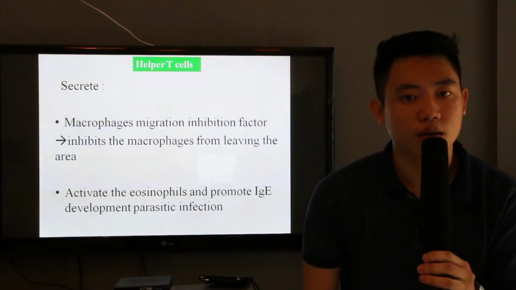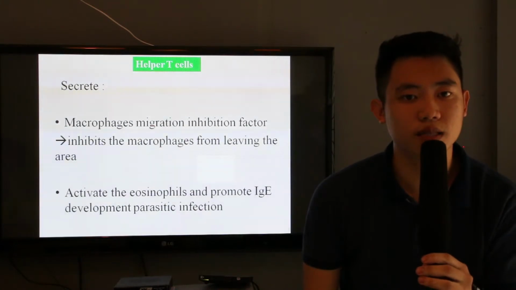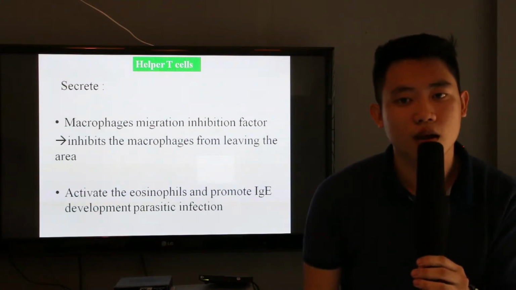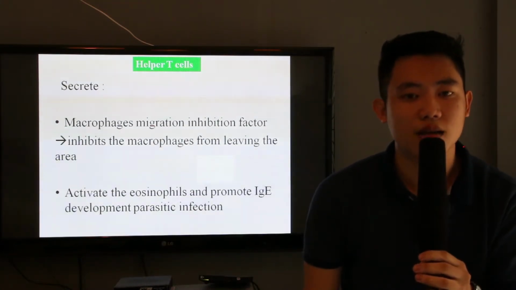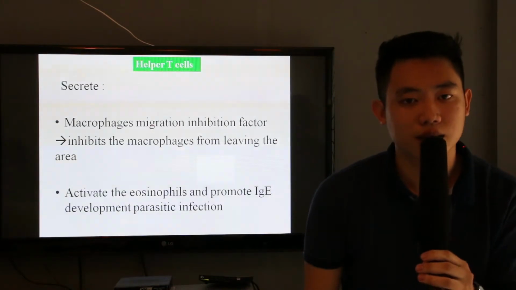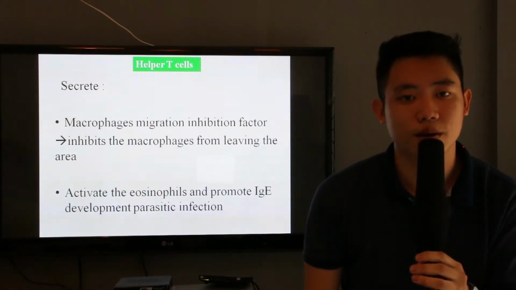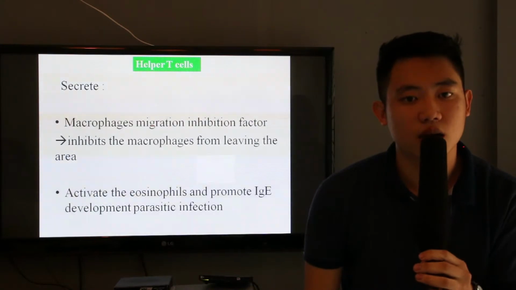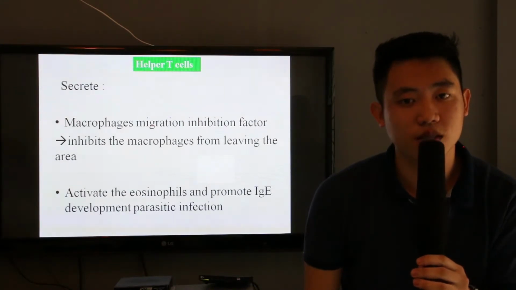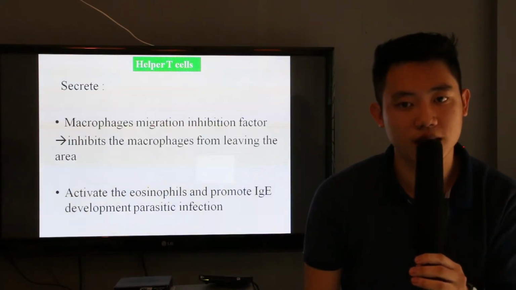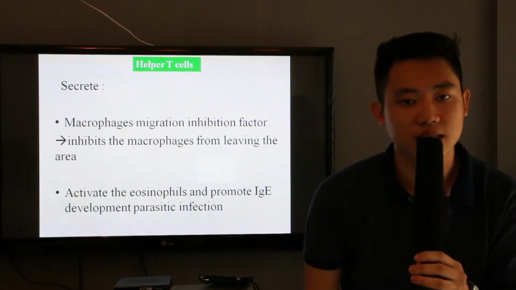Macrophage migration inhibition factor inhibits the macrophage from leaving the area, which means that more macrophages stay in the infected area. It also activates eosinophils and promotes IgE development in parasitic infection.